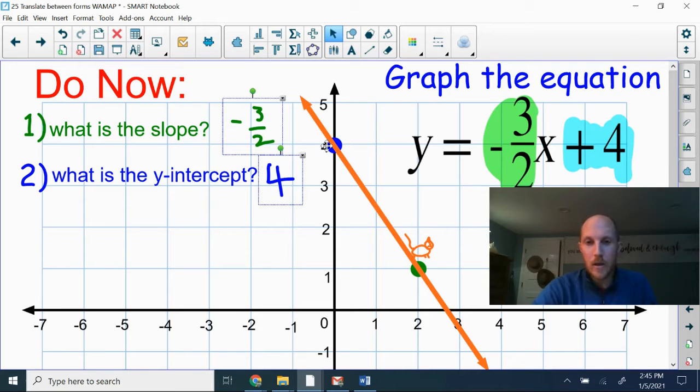That's the 4 on the y-axis. Count up 4 spaces to find the 4. And then from that blue dot, MathCat's going to use the slope to find the next dot. We're going to go down 3, down because the negative, down 3 spaces, and then to the right 2. We always run towards the right. And there's your next dot.